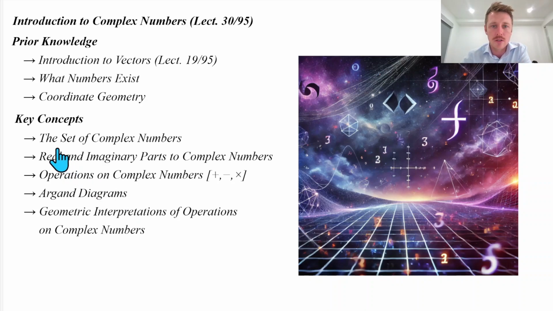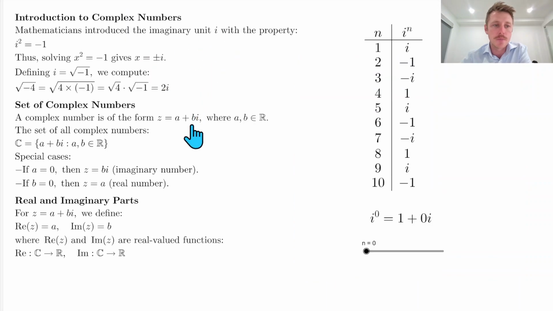The key concepts we'll cover in this video are the set of complex numbers. We'll look at the real and imaginary parts of complex numbers. We're going to look at operations on complex numbers: addition, subtraction and multiplication, but division will come in another video. We're going to look at what are called Argand diagrams, and then geometric interpretations of operations on complex numbers, and that's where the vector knowledge will be useful. So let's jump into it and have a think about what a complex number is.